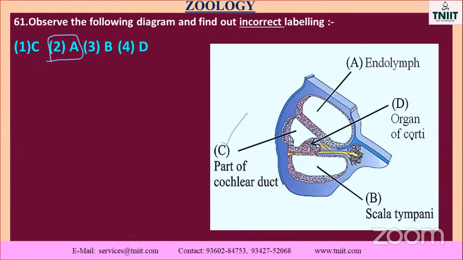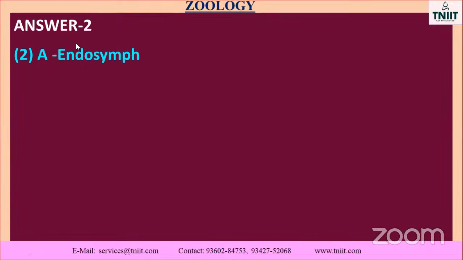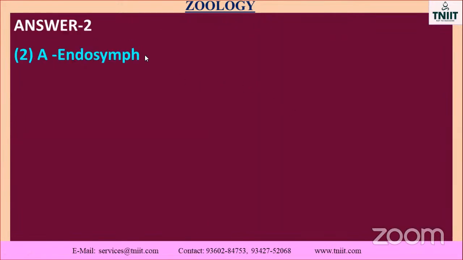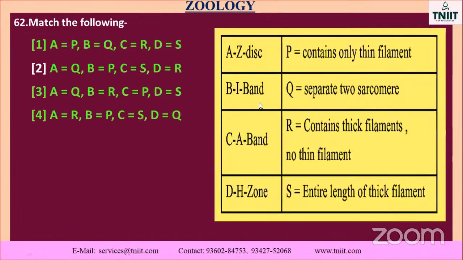D, imagine organ of Corti. Yes, D is also correct. Organ of Corti. This part is called as the organ of Corti. So this is also a correct one. B, scala tympani. This is called as scala tympani. They have mentioned it. Okay, this is also a correct one. So which one is the incorrect one? Endolymph, they mentioned. This part is not endolymph. See the diagram, you can easily understand. Endolymph is the wrong answer. Okay. Go to the next one.